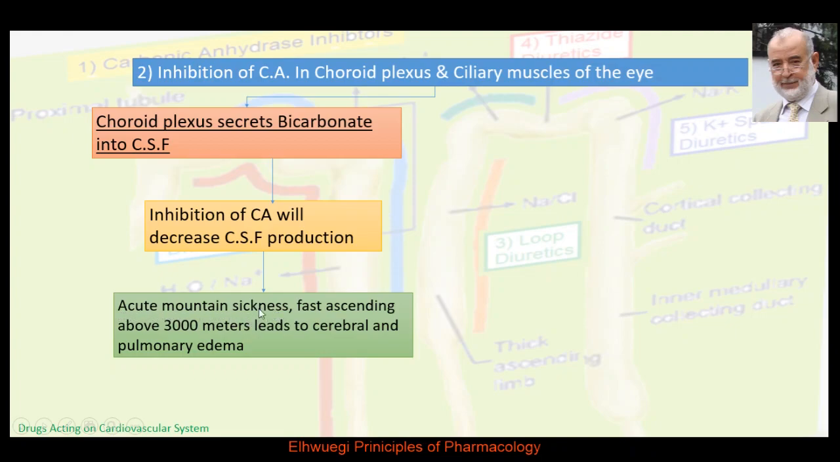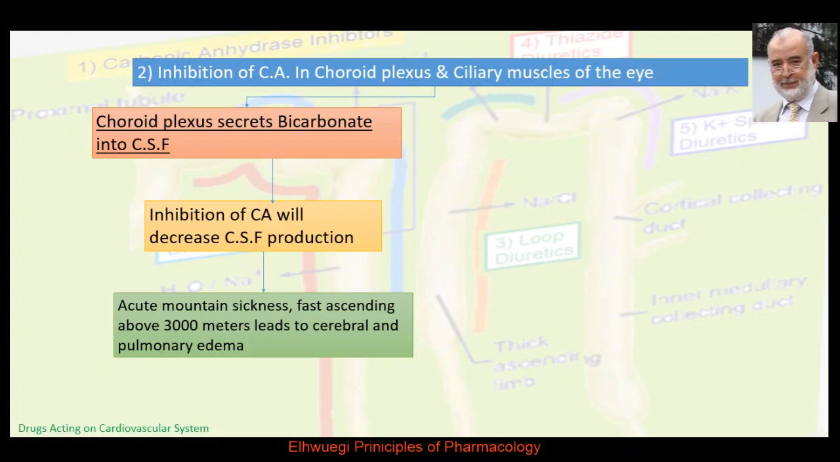Some people who climb mountains do a fast ascent above 3,000 meters. This fast ascent will lead to cerebral and pulmonary edema, because of the increase in production of cerebrospinal fluid. So in this case, these people will take acetazolamide as a prophylaxis to prevent acute mountain sickness. This is the first application.